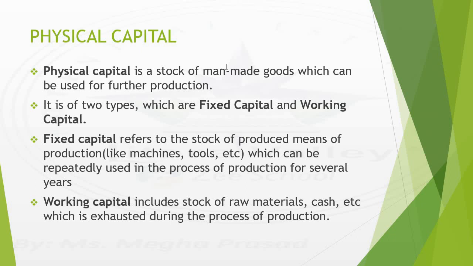So physical capital are man-made goods which are again used for the process of producing a particular commodity. It is of two types, which are fixed capital and working capital. Fixed capital refers to the stock of produced means of production like machines, tools, etc., which can be repeatedly used in the process of production for several years.